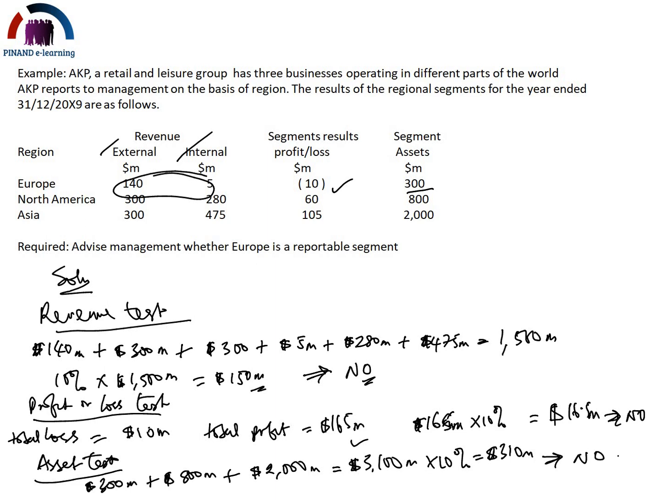So in this case, it has failed the revenue test, profit or loss test, and asset test. So of course, Europe cannot be what? A reportable segment.